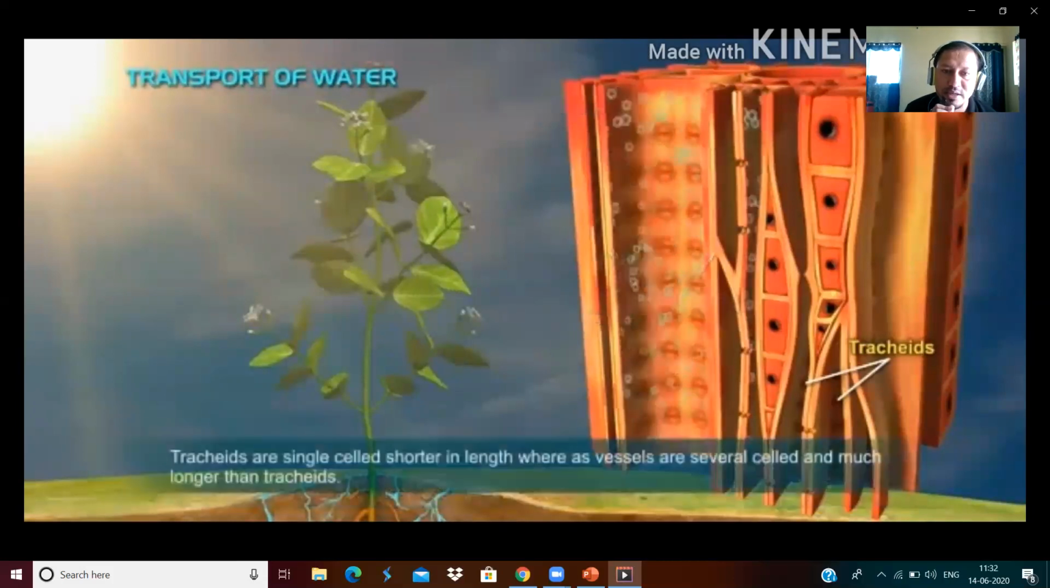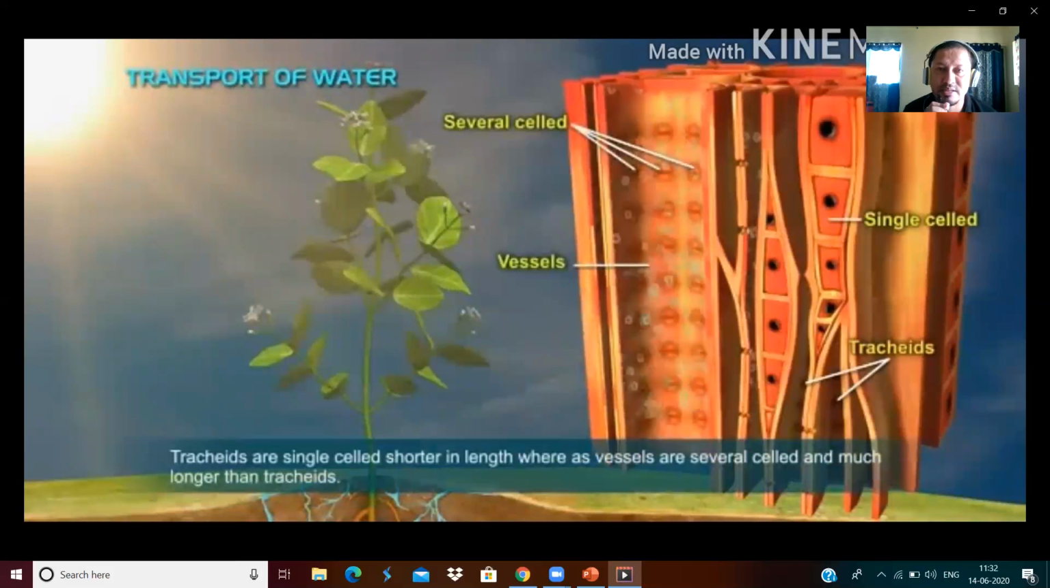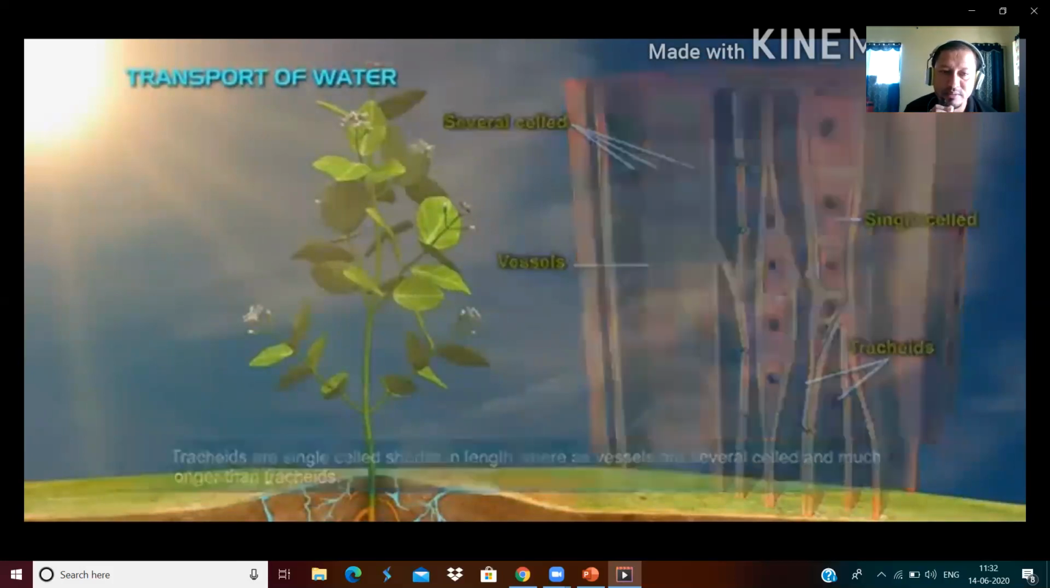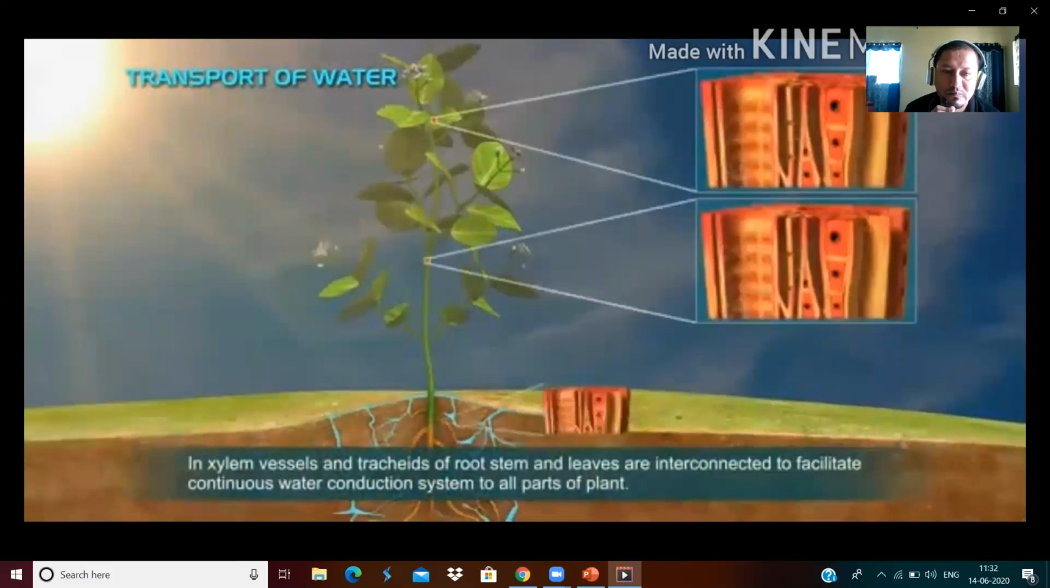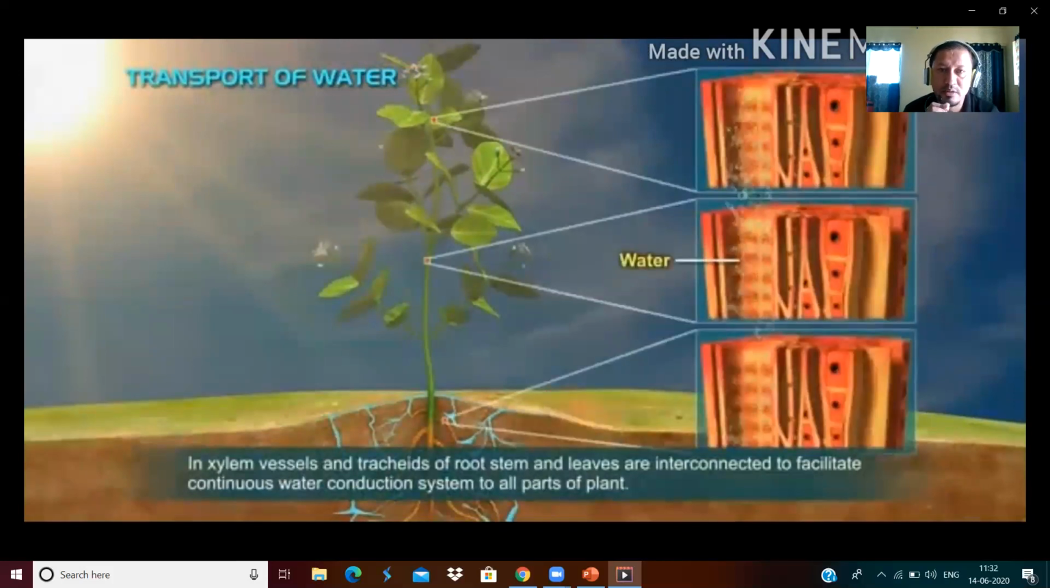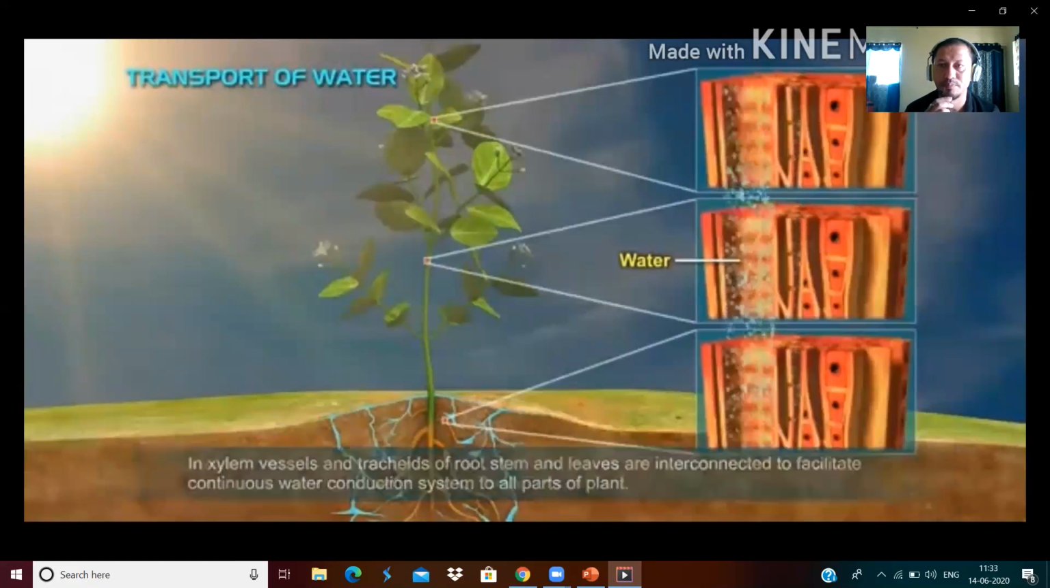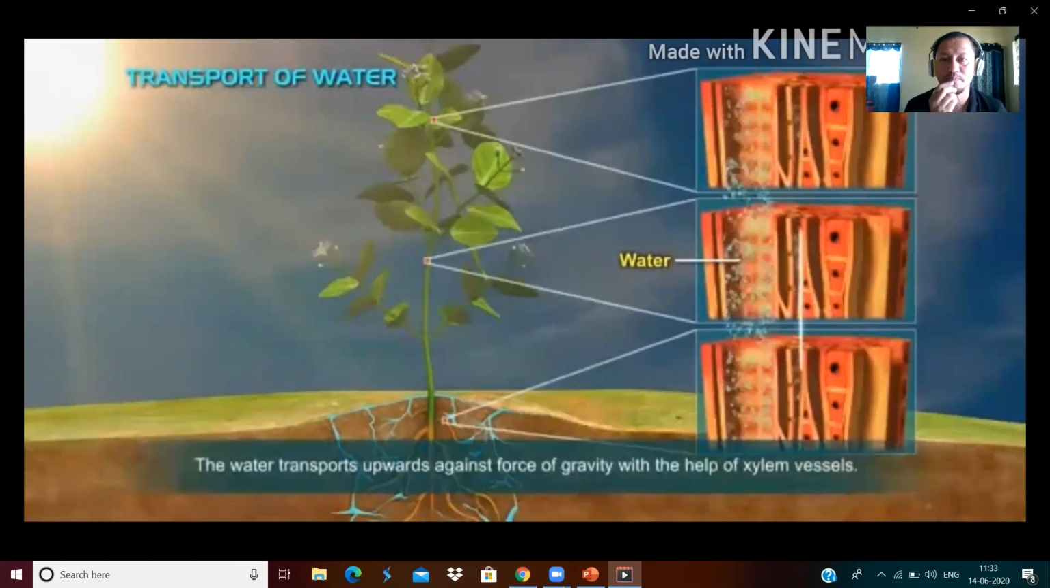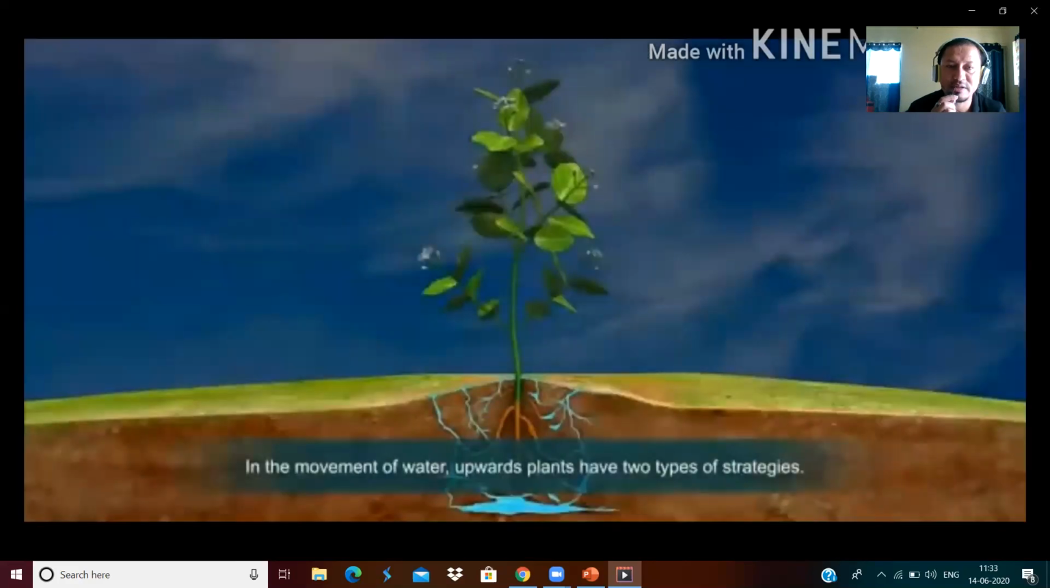These tissues are usually thick-walled, and this trachea usually has a tapering end. They are considered to be not dead cells actually. All the tracheae and vessels of leaves, stems, and roots are interconnected, through which a continuous water conduction system in the plant happens. Usually this movement of water is against gravity, so we call it negative gravitational pull.